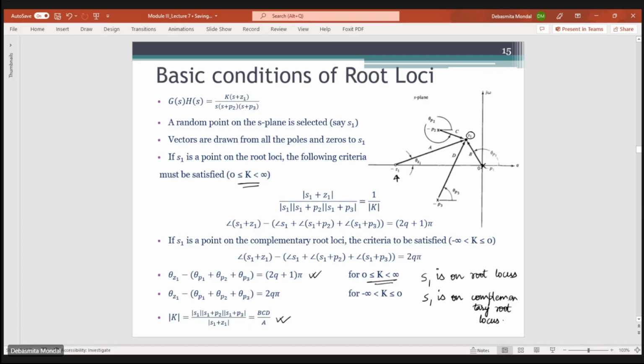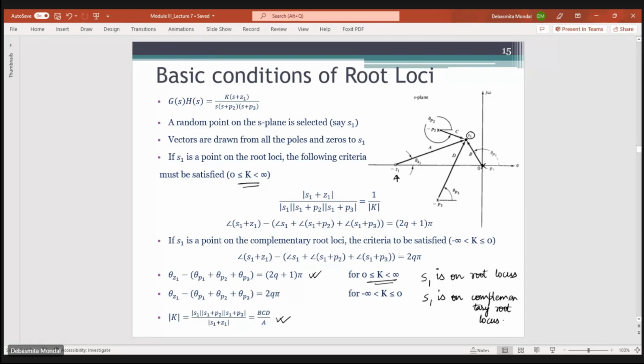In a similar way, we have to select other random points on the S-plane, apply the same criteria, and see whether that point is lying on the root locus or not. In that way we have to find out the points which will lie on the root locus. But we'll see that we don't actually have to calculate all these equations for all different points of S1. There are certain rules which can be followed, and we can draw the root locus by simply following those rules.